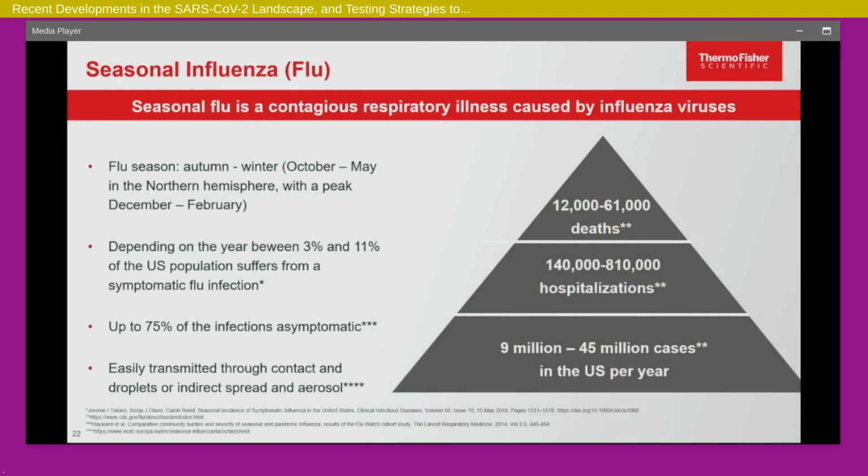Before I go there, I just want to talk a little bit about influenza and about COVID, because it is very important to understand the similarities and the differences between these two viruses. If you look at seasonal flu, it is caused by the influenza virus. In the northern hemisphere, it occurs during the winter months, between October and May, with a peak between December and February.